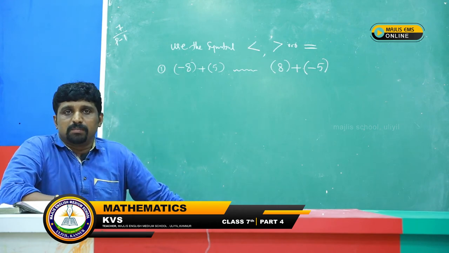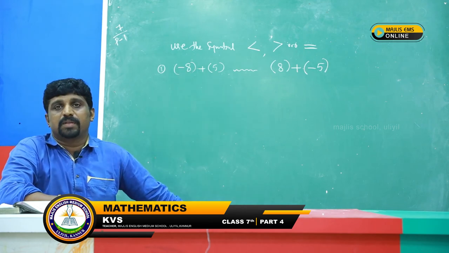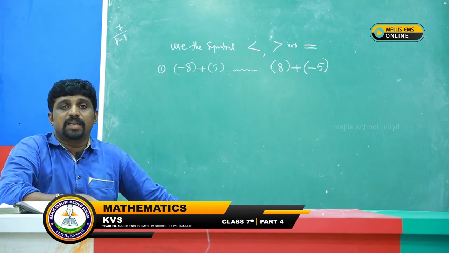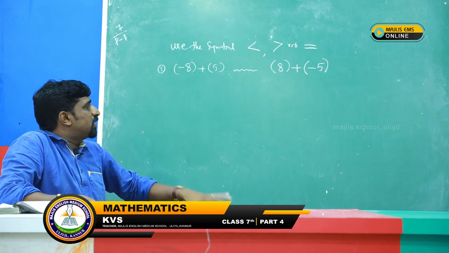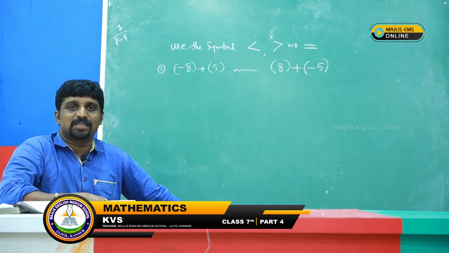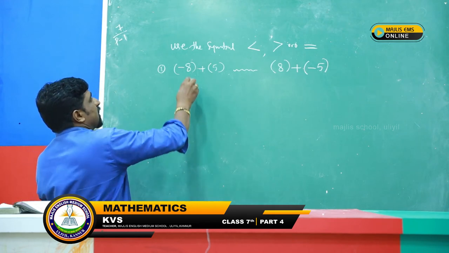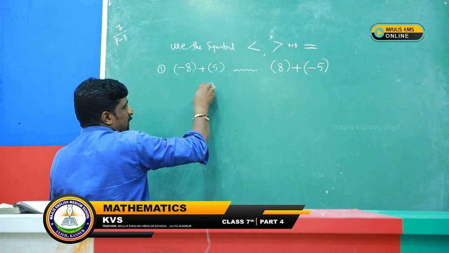First, we can add the numbers. Here, minus 8 and 5. When we add these two numbers, what answer do we get? Minus 8 plus 5, what is the answer? Yes, that is minus 3. After addition, we got minus 3.